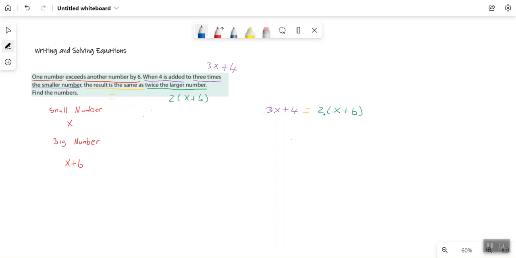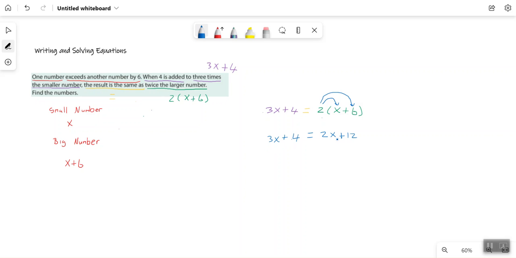To get rid of the brackets, we multiply the term that's on the outside by each of the numbers on the inside. So it's going to be 2 multiplied by this, and then 2 multiplied by this. So 2 by x gives me 2x, and 2 by plus 6 gives me plus 12. Okay, so that's this piece here. We've removed the brackets. Equals 4 plus 3x.